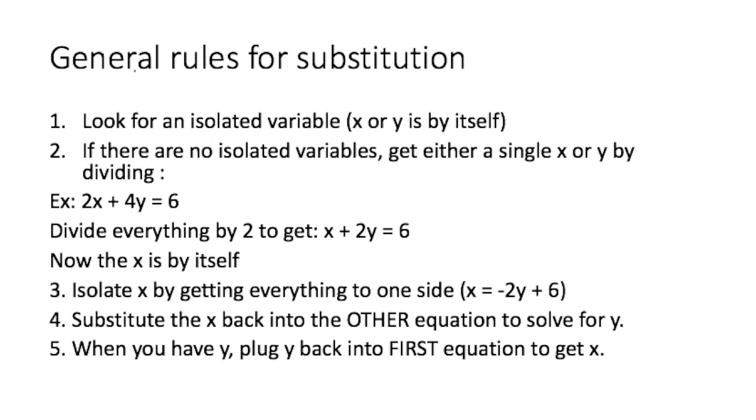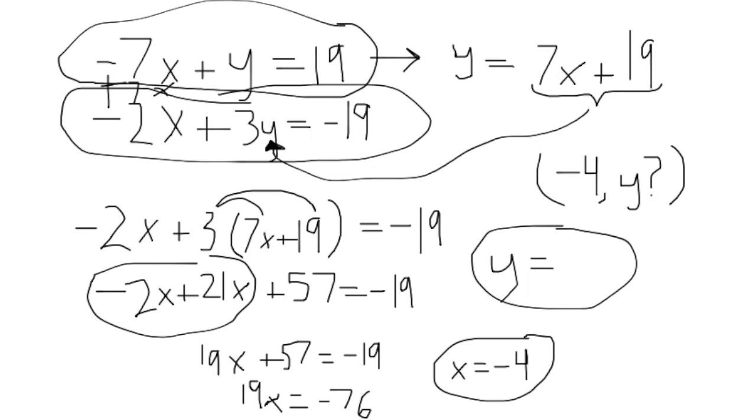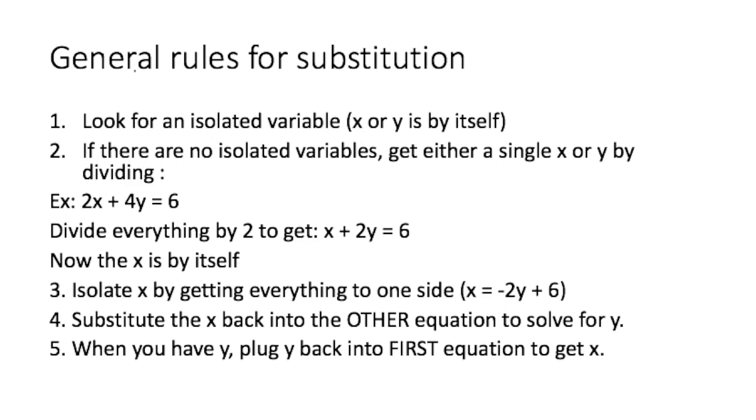So the general rules here, I just wrote them out, is you want to look for an isolated variable. You want to find x or y by itself. In this case, we had a y already by itself. But if you don't have it, you'll probably have to do some dividing. In here, it's a very even division. You only divide by 2 with everything. You're going to get x plus 2y equals 6.